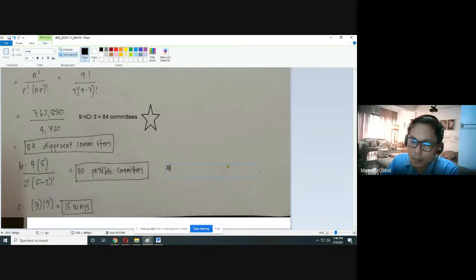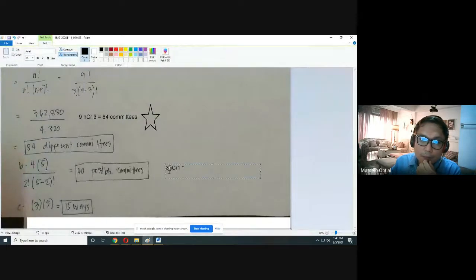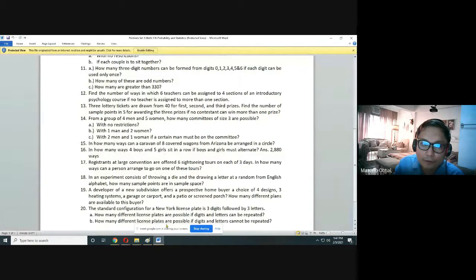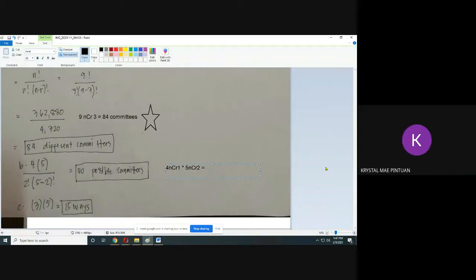Wait lang. Ah, tama pala. Tama yung kanyang first, yung letter A. NCR. Tapos, kuha ka ng 1 na lalaki. And multiply mo siya sa babae. Ilang babae nga yun? 5. Kuha ka ng 2. 4 pala ito. Out of 4 na lalaki, kukuha ka ng isa. Out of 5 babae, kuha ka ng 2. Answer, please. 40 po, sir. 40 pa rin.